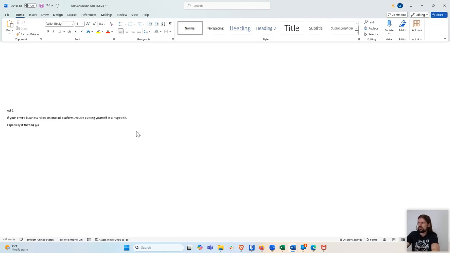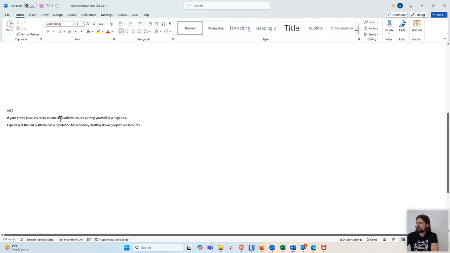Especially if that ad platform has a reputation for randomly shutting down people's ad accounts. And maybe we say instead of ad platform, no, I'm going to leave ad platform. If your entire business relies on one ad platform, you're putting yourself at huge risk, especially if that ad platform has a reputation for randomly shutting down people's ad accounts.